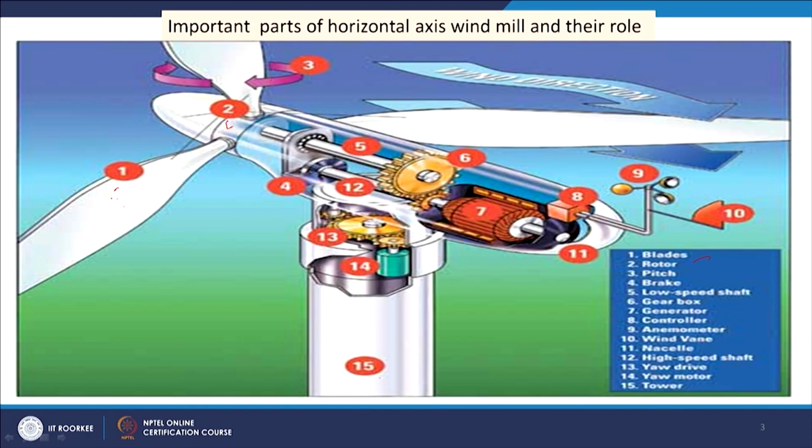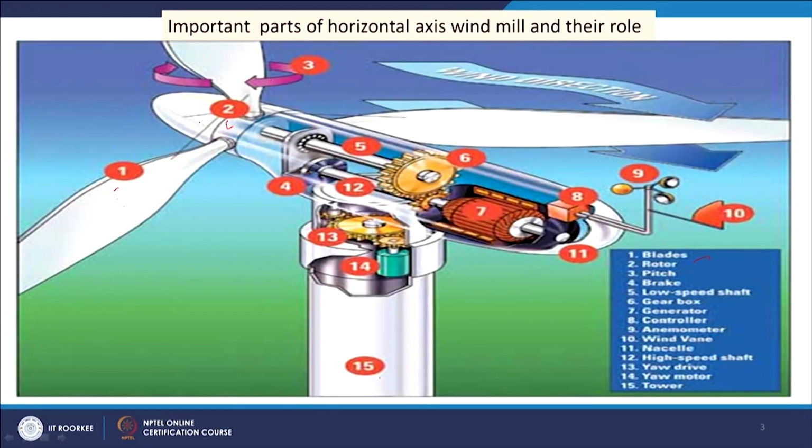So, let's see the blades, number 1. Blade is the sails, basically it captures the kinetic energy of the wind and then it moves. And 2 is rotor, it fixes the blades with it, and also it is attached with the central shaft. This shaft is attached with one generator. And this 3 is pitch. The pitch is used to direct the blades in such a way that it will get maximum amount of wind.